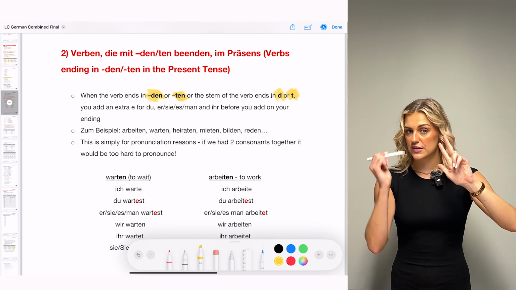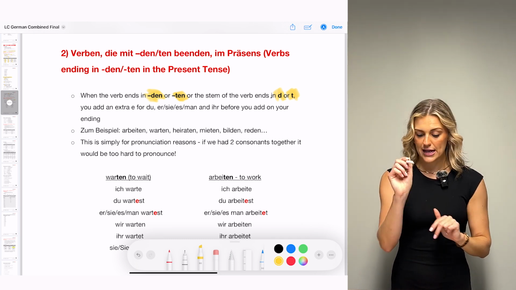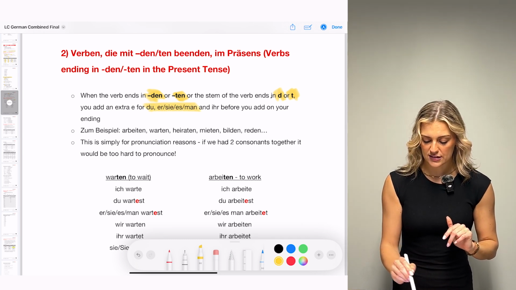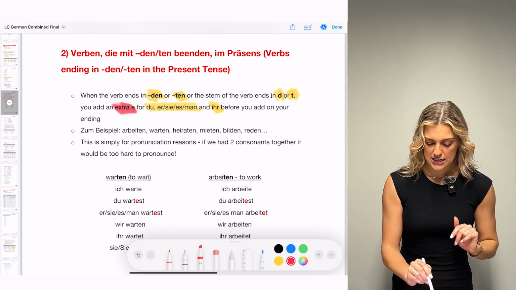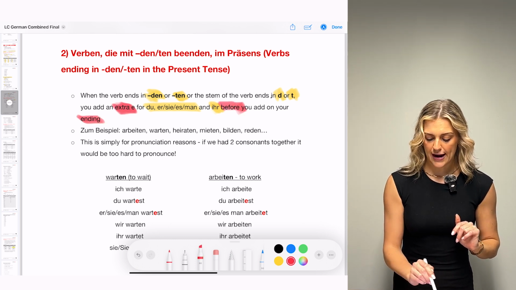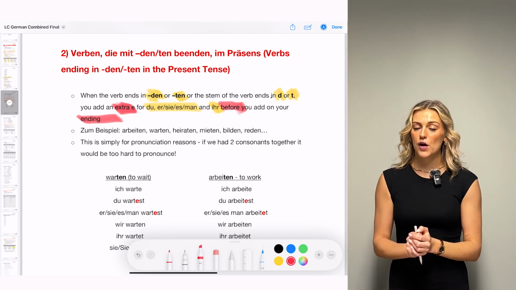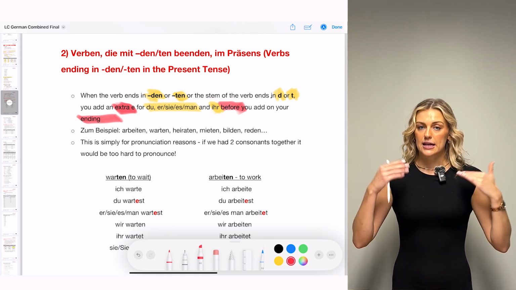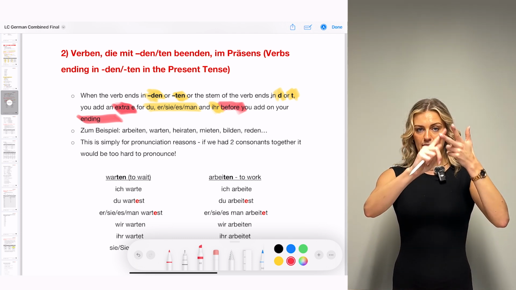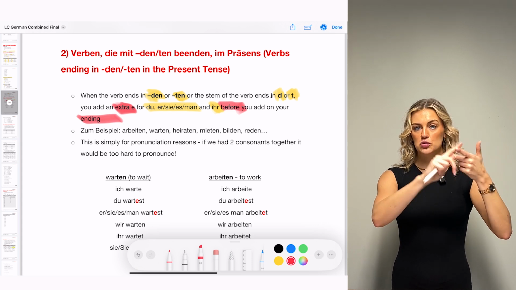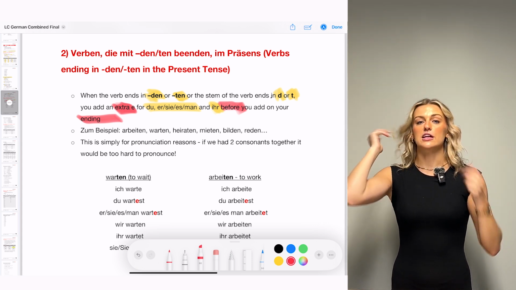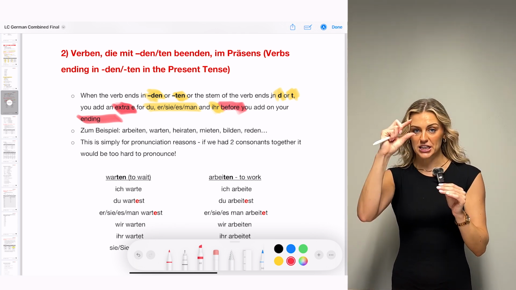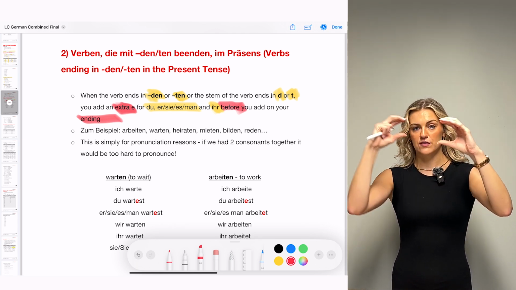So not for every single person, that's important, okay? It's just for du, sie, es, man, and ihr. We will add on an extra e before our ending, all right? So if you have a verb ending in den or ten, if you are saying du, sie, es, man, or ihr with it, you, he, she, it, one, you plural, just know before you add on your ending, you need to add in an extra e between the stem, so between the verb and the ending.